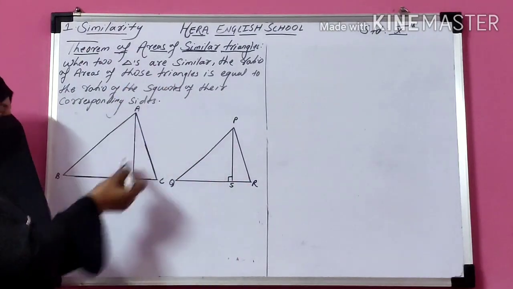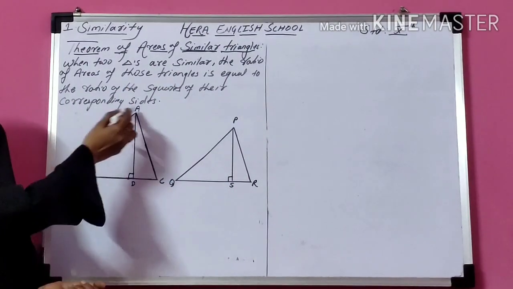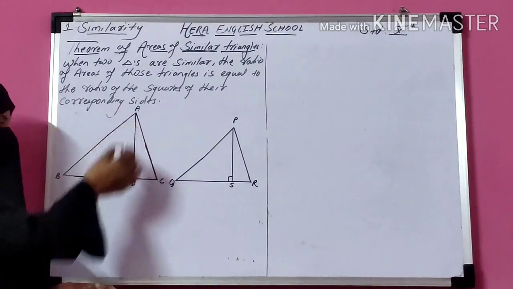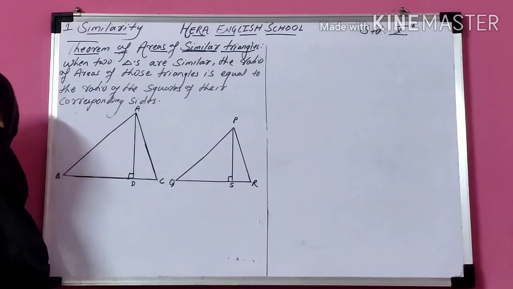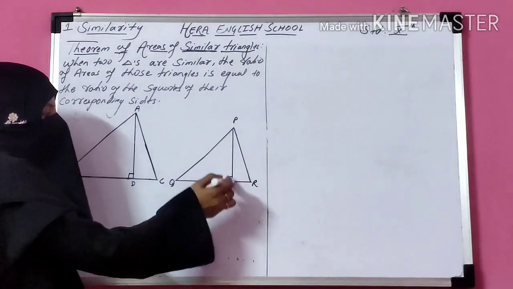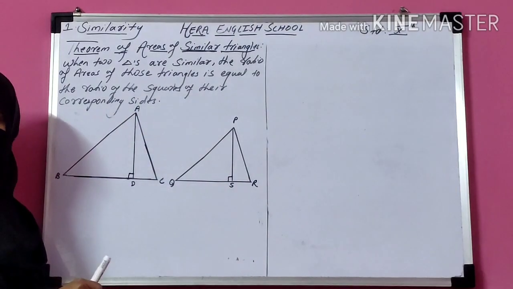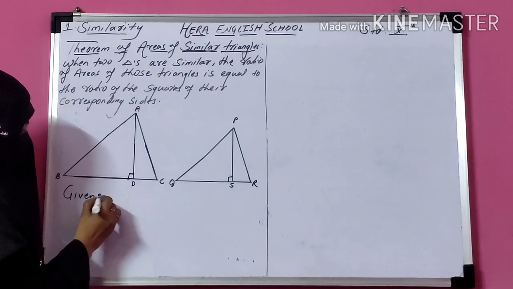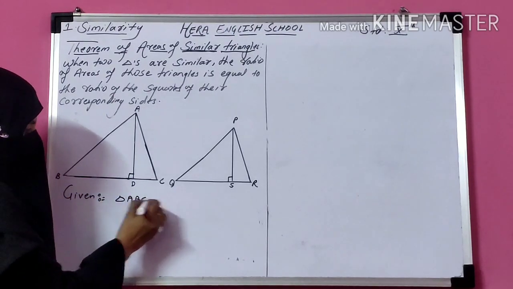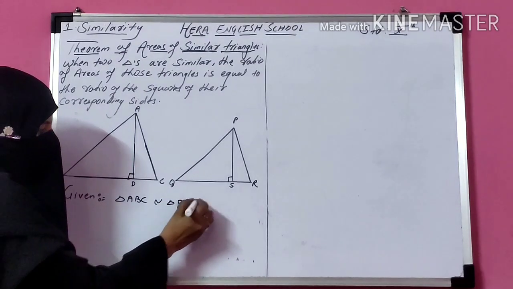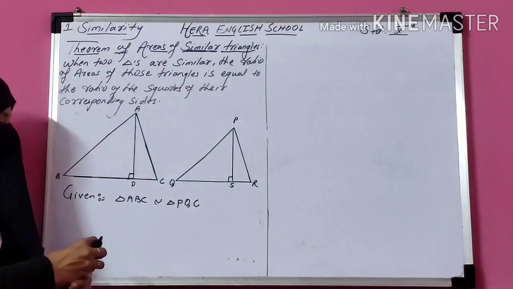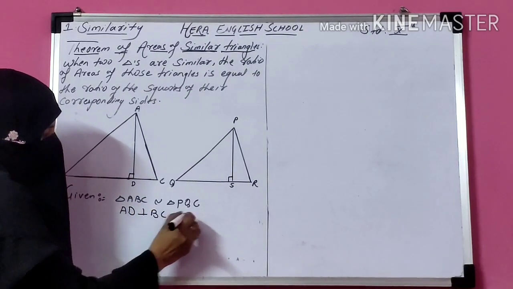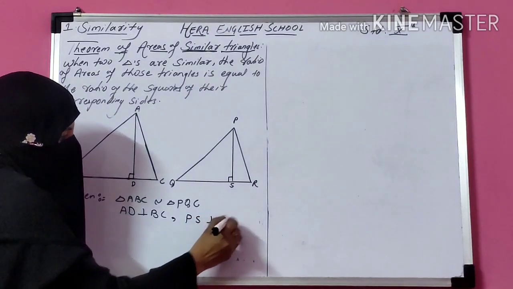So as per this statement, I draw here two similar triangles. One is triangle ABC and one is triangle PQR. In triangle ABC, AD is perpendicular to BC, and in triangle PQR, PS is perpendicular to QR. Okay, so start your theorem. First write given. Now given here: triangle ABC is similar to triangle PQR, and AD perpendicular to BC, and PS perpendicular to QR.